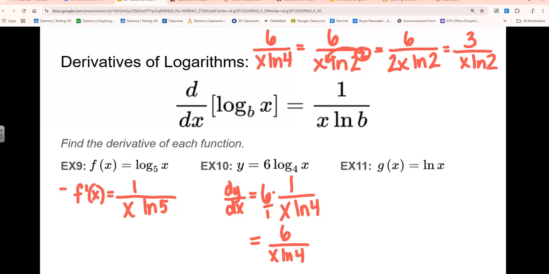I feel like that's a cruel thing to do on a multiple choice question, especially one that would be this easy. Because if you forgot those log rules, you're not going to get it. But I've seen it done on release questions before, so just thought I'd throw that in there as a bonus.